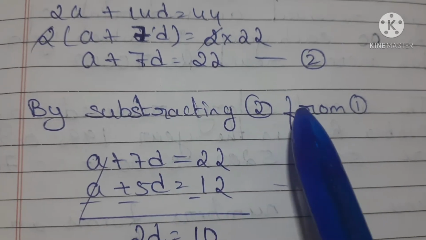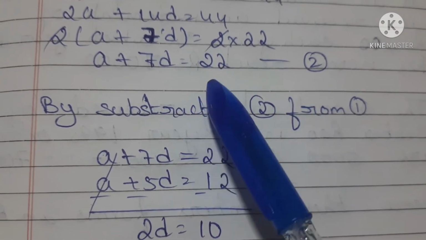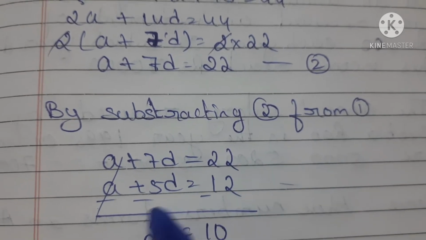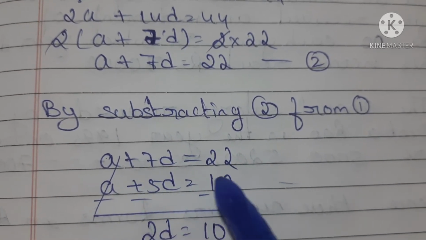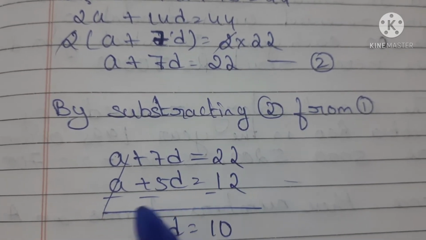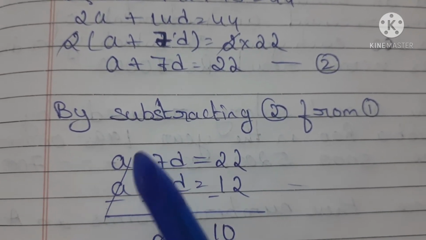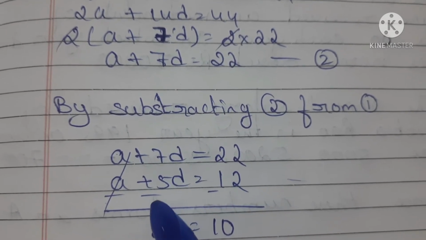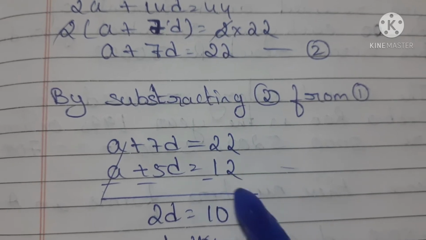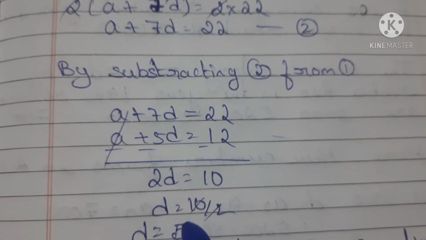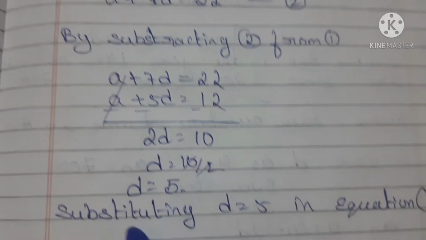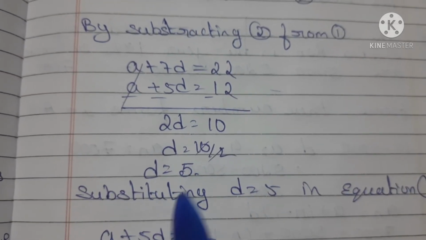Now subtract 1 from 2. Equation 2 is a plus 7d is equal to 22. Equation 1 is a plus 5d is equal to 12. Now change the signs here. Then plus a minus a cancel. 7d minus 5d is 2d is equal to 22 minus 12 is 10. Now d is equal to 10 by 2. 2 fives are 10. d is equal to 5.